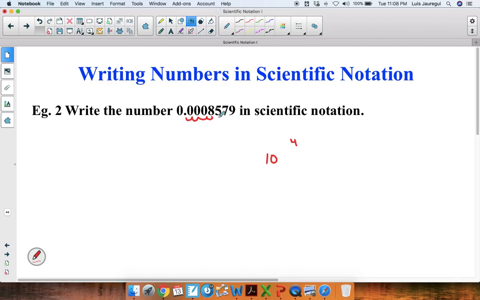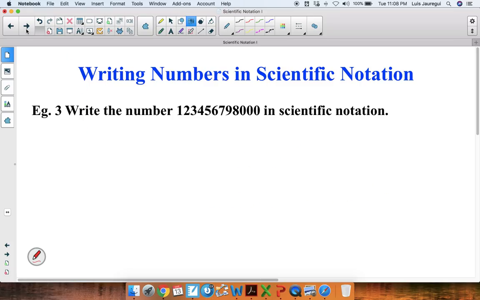However, because this is a very small number, in other words, a number less than 1, we know that the exponent will be negative, and we end up with 8.579 times 10 to the negative 4. Therefore, 0.0008579 is equal to 8.579 times 10 to the negative 4 when it comes to scientific notation. Let's take a look at a couple more examples.